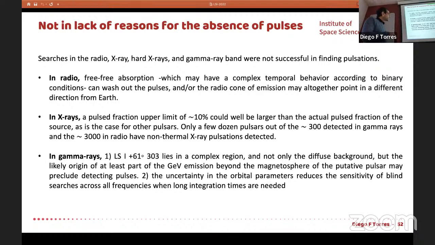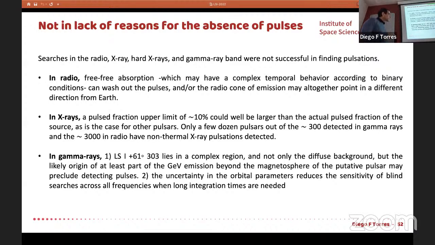In gamma rays, there are two reasons by which pulsations could have been missed. The first is that this system lies in a complex region with a lot of other sources, a lot of pulsars, very bright ones, in the vicinity. So if you want to do this gating off, you are left with less and less photons, because you take this pulsar, you take off all the peaks of this pulsar. You take this other, you take off all the times in which this other pulsar is peaking. And then you are left with less and less integration time. And also because the diffuse background is complex in the region. There are molecular clouds, etc.